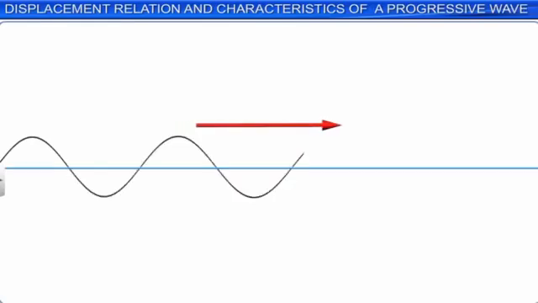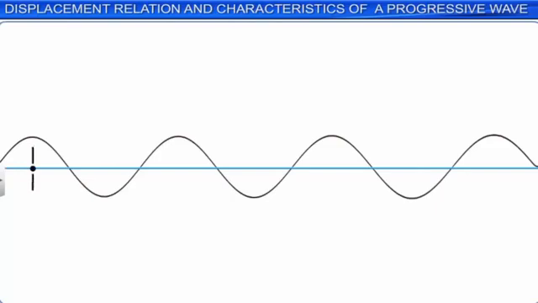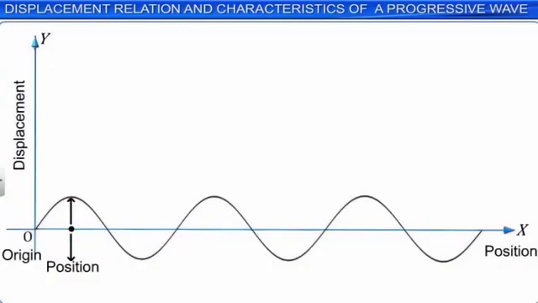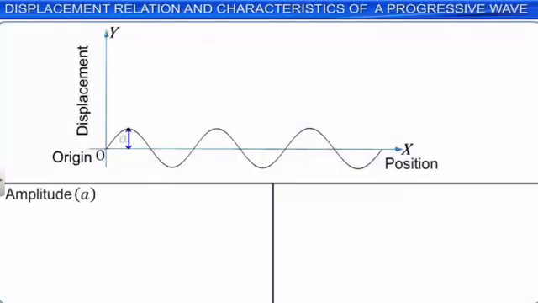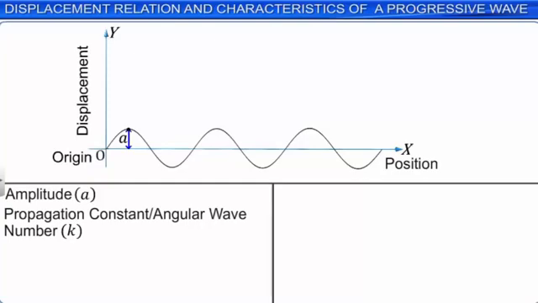During the propagation of a wave through a medium, all the particles of the medium vibrate about a mean position with simple harmonic motion. The displacement of a particle from its mean position at any given time depends on its position with respect to the origin of the wave. This displacement is represented as y of x, t, and is calculated with the help of the four parameters of the waveform: amplitude A, propagation constant or angular wave number k, angular frequency omega, initial phase angle phi.